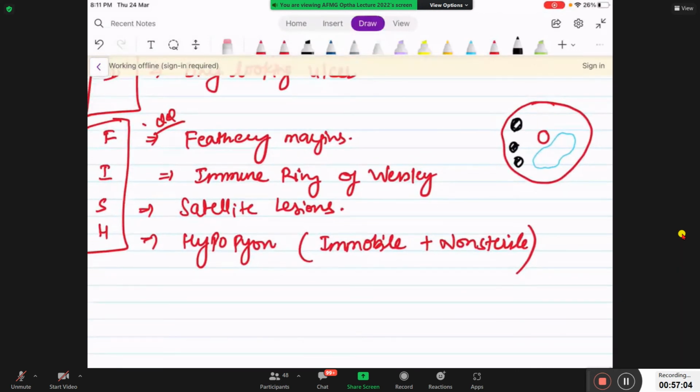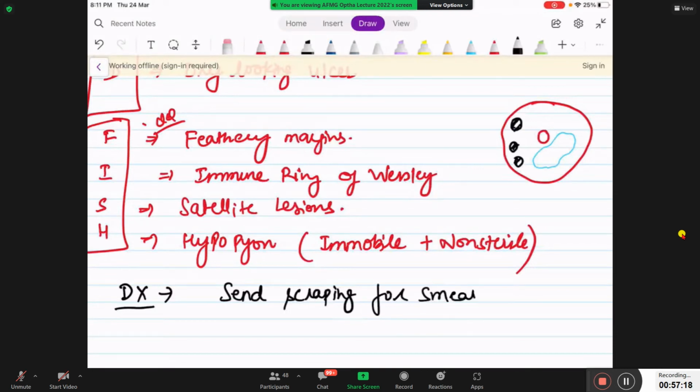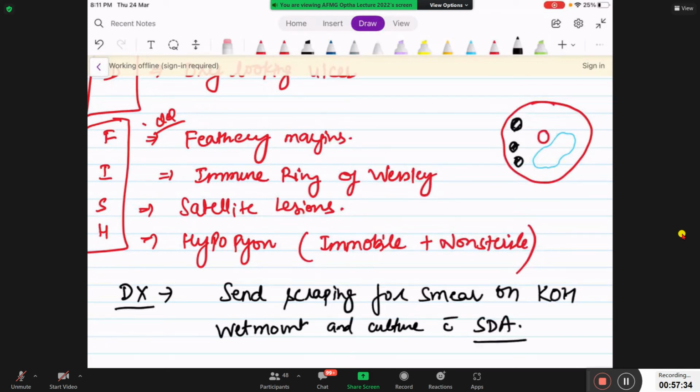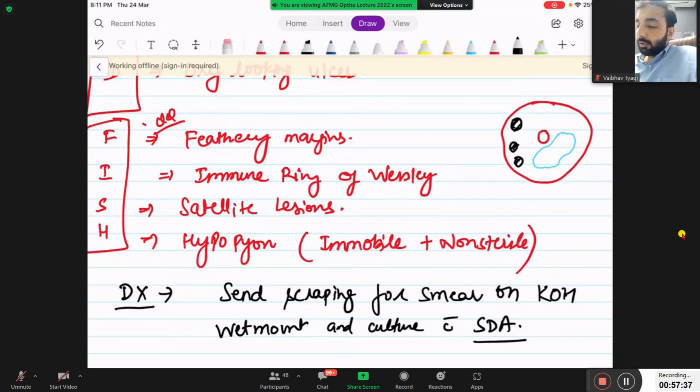Now coming to diagnosis, how do you make the diagnosis? Again, for each ulcer, send scraping. So you have to send the scraping if you are suspecting fungal corneal ulcer. Send the scraping for smear on KOH wet mount, and you have to do culture with Sabouraud dextrose agar. SDA you have studied in micro. You culture the fungus with SDA, Sabouraud dextrose agar.